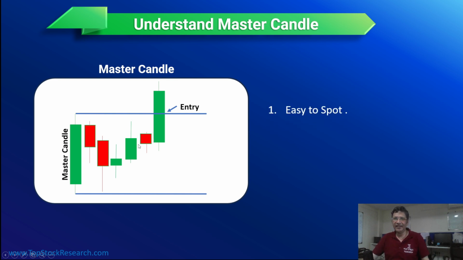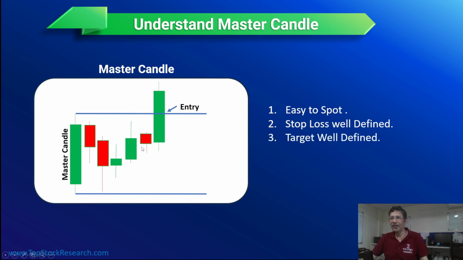Advantages of this: it's very easy to spot. If you look at things visually, you'll be able to see it. Otherwise, not to worry, we have a custom screener which will help you filter out these stocks very easily. Then the stop losses are very well defined. Generally the stop losses are at these levels, but we'll see how we can have other stop losses as well. Targets are also well defined, generally 2 times the range.